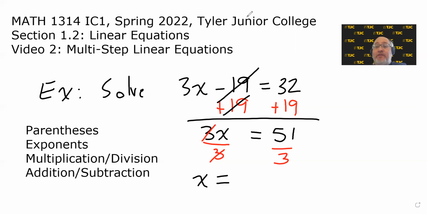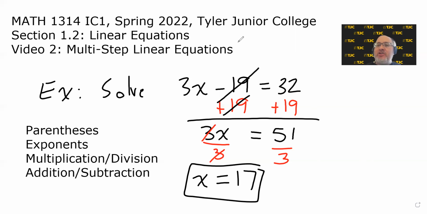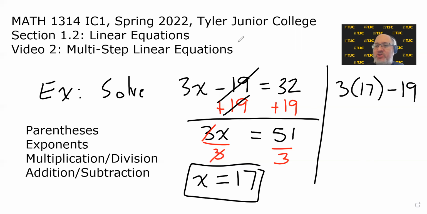Your first thing for that fraction is to try to do the division. And if it doesn't come out to be a whole number, then try to reduce it. 51 is actually divisible by 3. 51 divided by 3 is exactly 17. And if you wanted to, you could check the answer by substituting the 17 back in for the x and then do the order of operations. 3 times 17 is 51. 51 minus 19 does end up giving you 32.